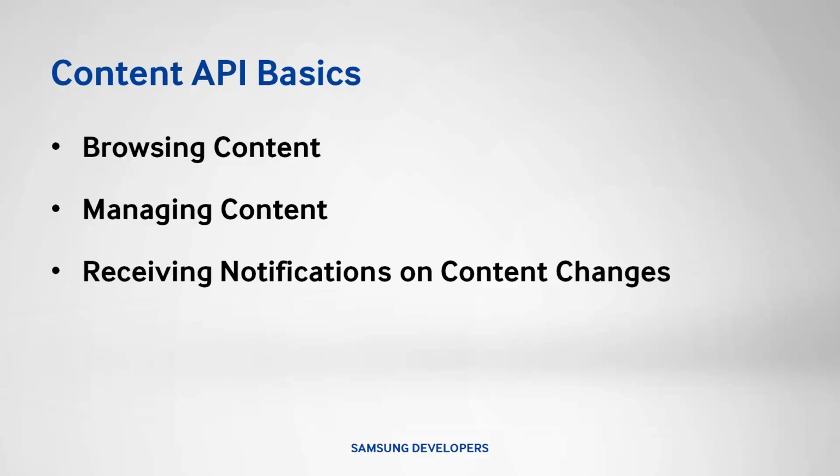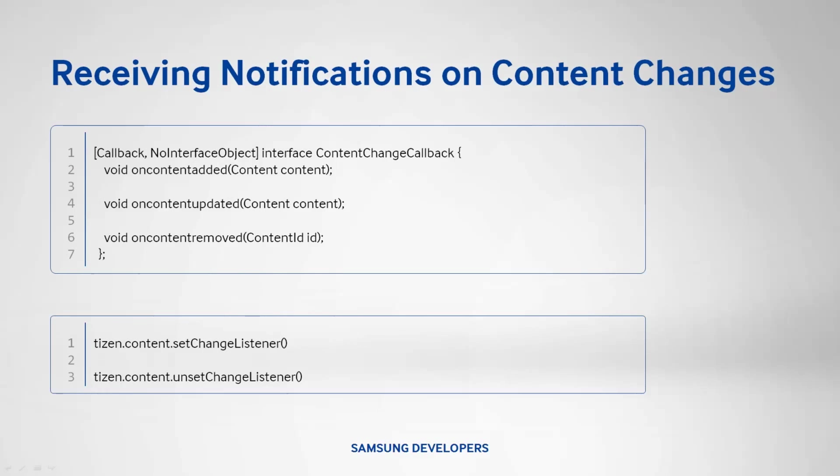In addition to that, we can also receive notifications whenever an item is added, updated, or deleted. You can define the event handlers for different notifications using the Content Change Callback Listener instance. This can include the onContentAdded, onContentUpdated, and onContentRemoved functions. You can set and unset this instance with tizen.content.setChangeListener and tizen.content.unsetChangeListener, respectively.